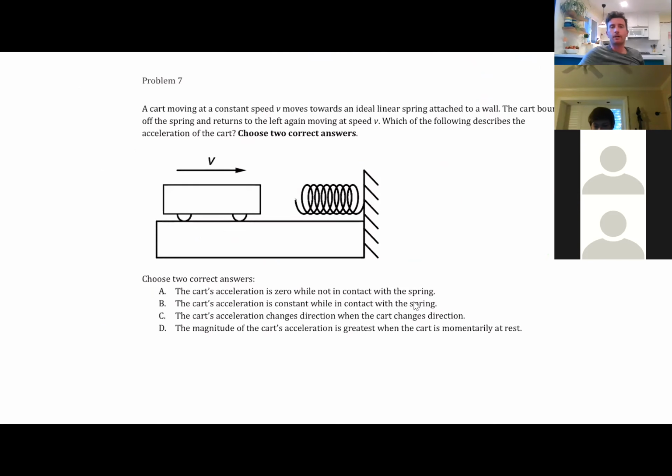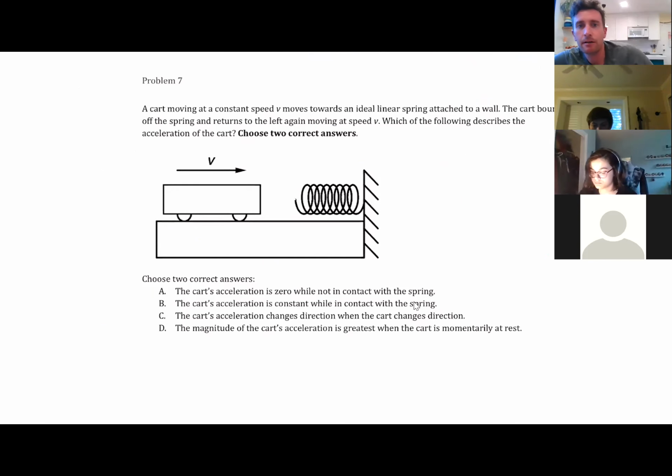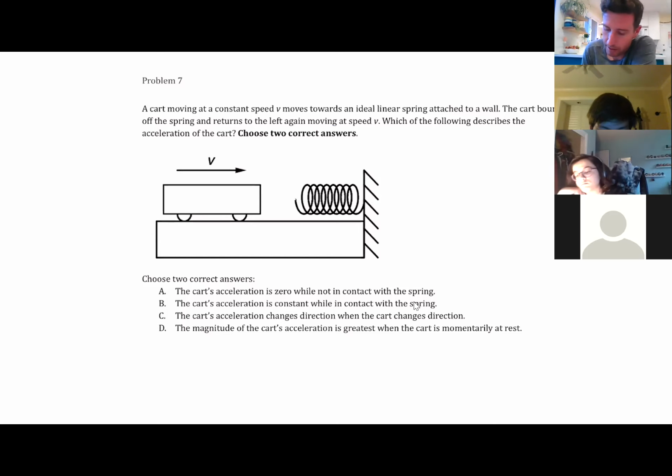Problem 7. A cart moving at a constant speed, v, moves towards an ideal linear spring attached to a wall. The cart bounces off the spring and returns to the left again, moving at speed v. Which of the following describes the acceleration of the cart? Choose 2 correct answers. Okay, so I'm paying attention to the acceleration. And it's going at a constant speed v. So part A is the cart's acceleration is 0 while not in contact with the spring. Yes. Constant speed means no acceleration. So A is a good answer.